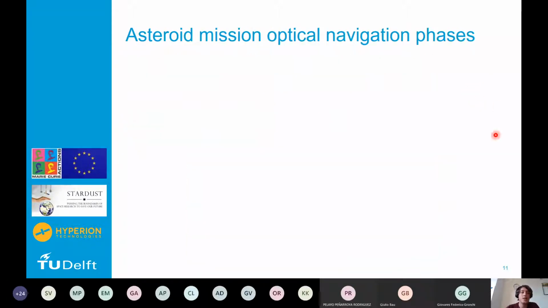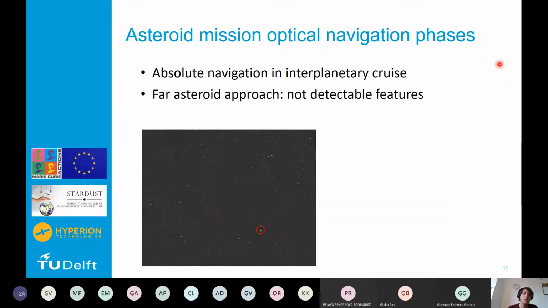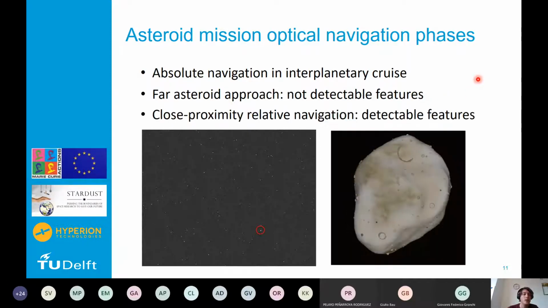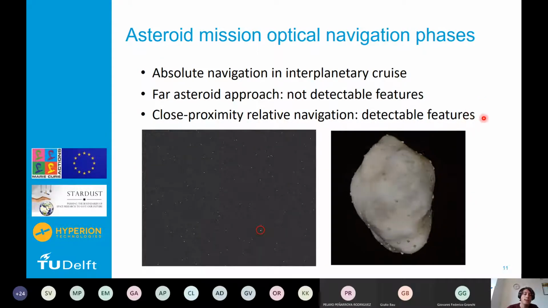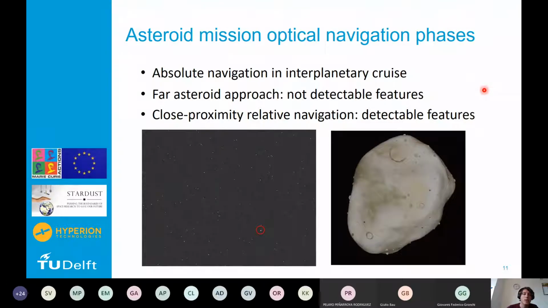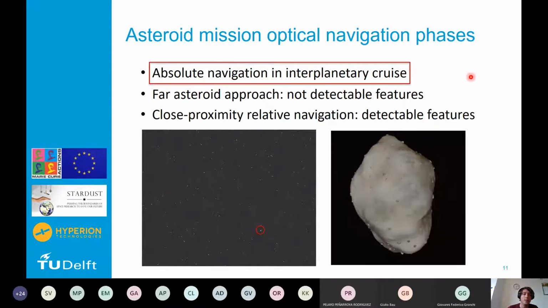So as you've seen from simulation to the presentation today, there are some phases of asteroid mission optical navigation. I will go through them really fast. We can consider an absolute navigation during the interplanetary cruise; the fast asteroid approach, when the asteroid is basically just a few pixels in the field of view, so it is impossible to detect its features; and the close proximity relative navigation, when the asteroid is well visible in the field of view and its features are detectable. And as I anticipated, I will focus on the absolute navigation during the interplanetary cruise.